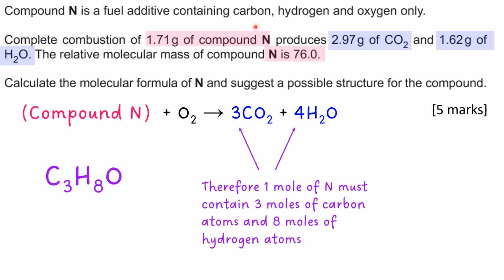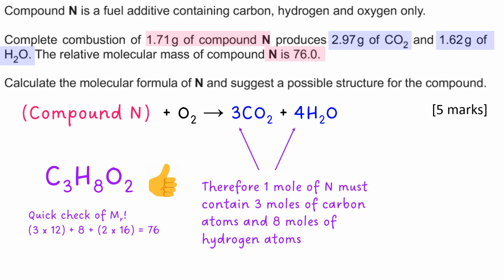We know that it contains carbon, hydrogen, and oxygen. We know that its MR is 76. So doing a quick check, you end up with 60 grams per mole if you just use C3H8O. But if you take 60 away from 76, you've got 16 left. So obviously there's another oxygen atom. So now we've got something that matches the MR we're provided with.